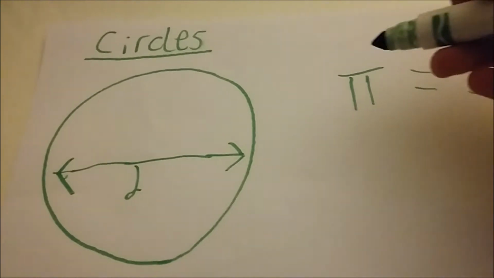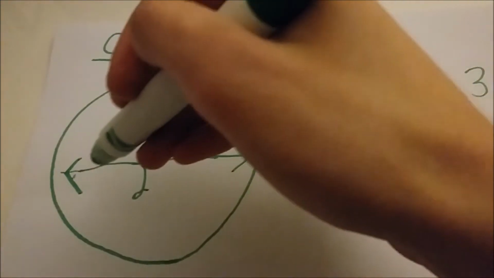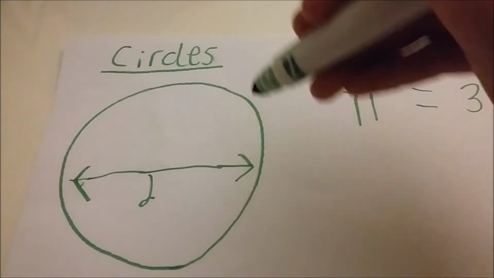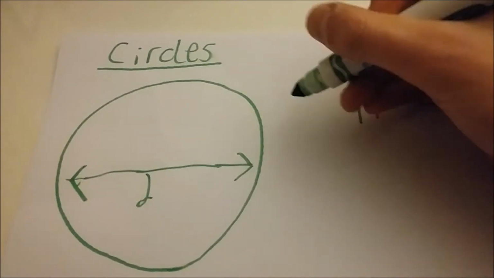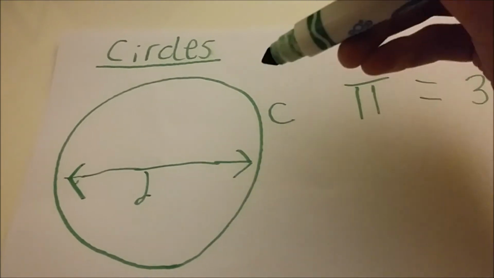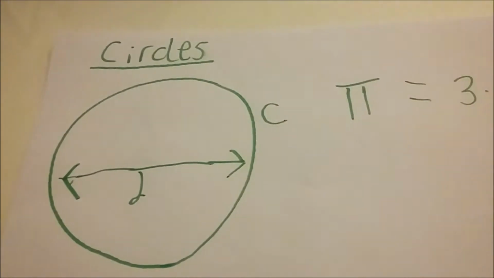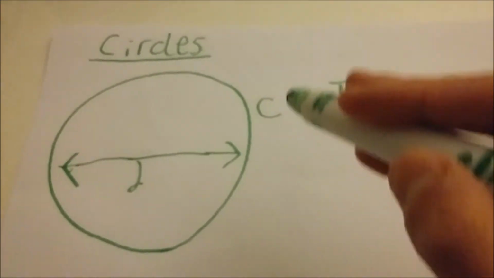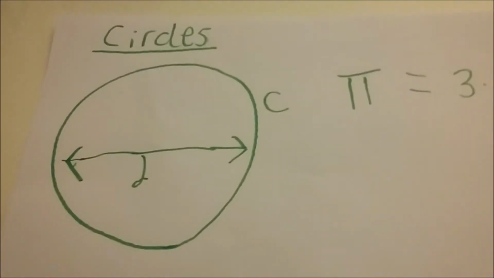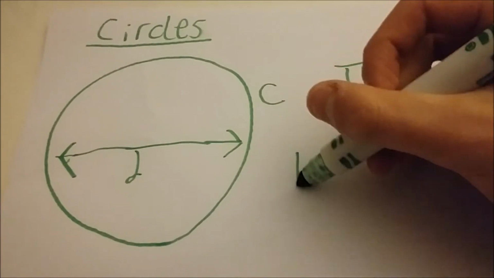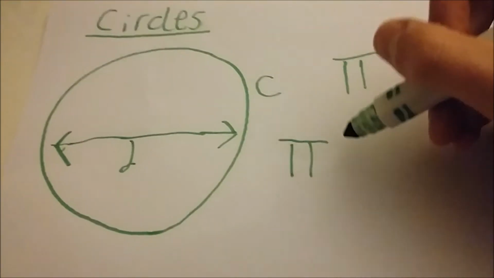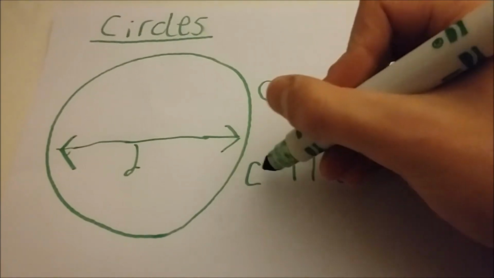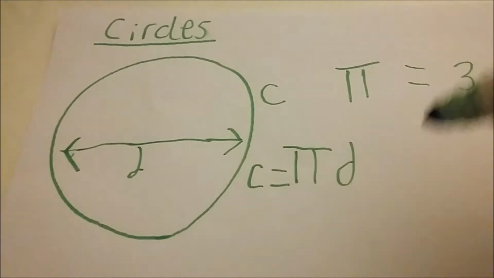Now pi is equal to how many times this diameter fits into this edge line here, and this line going around the edge is called the circumference, and we use the letter C for that. What this means is that if we want to work out what the circumference is, we do it by multiplying pi by the diameter, or pi d. The circumference is equal to pi d.